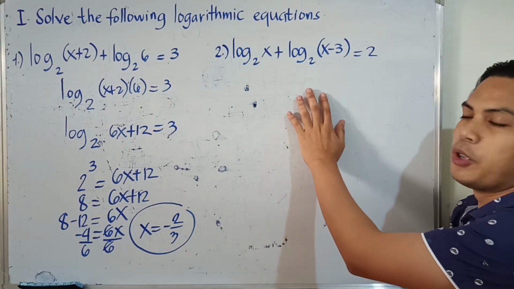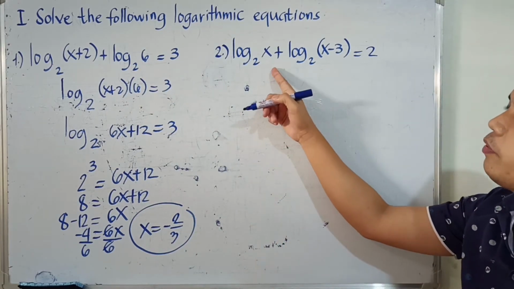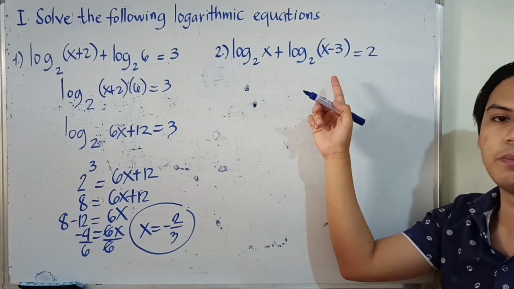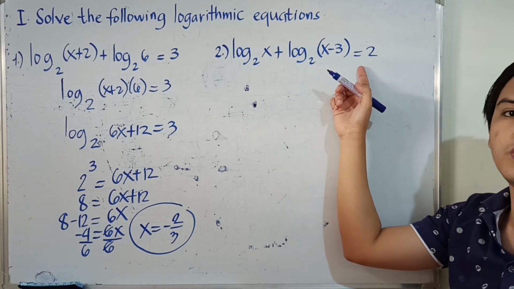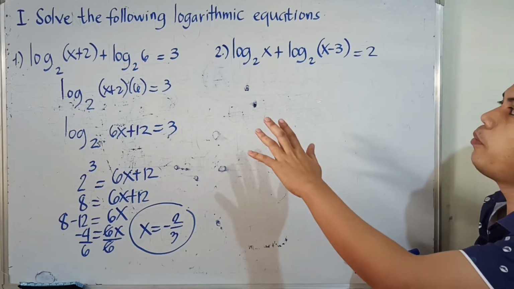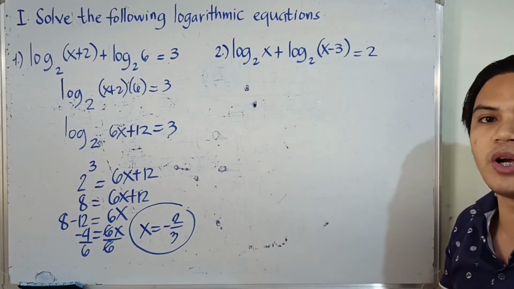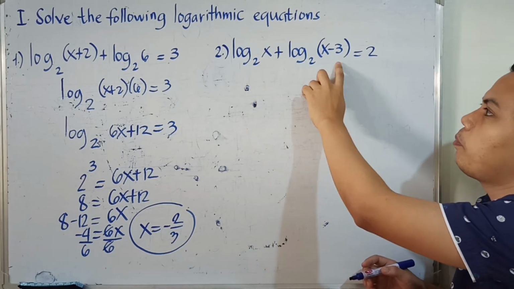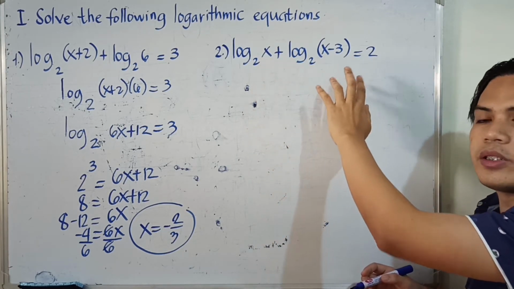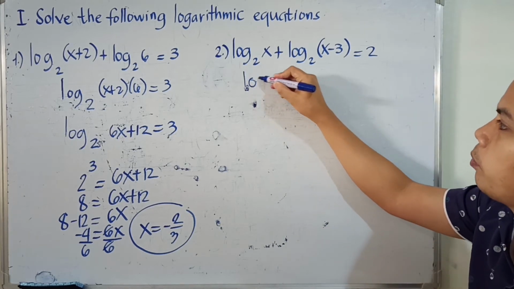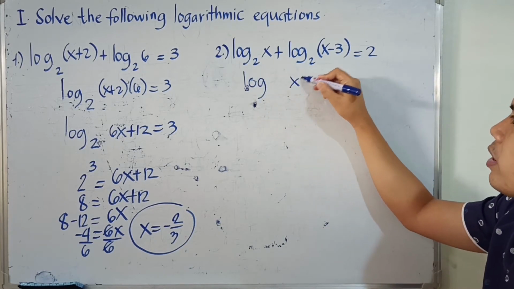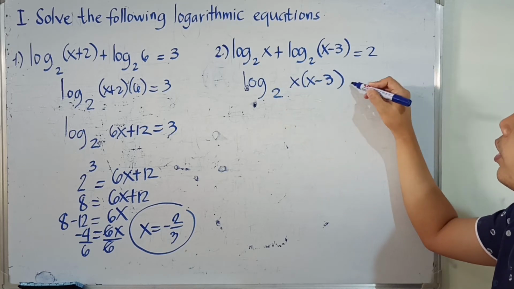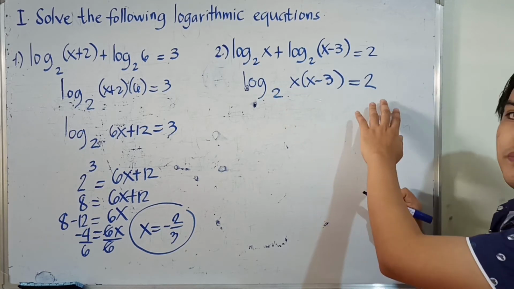Let's try now number 2. So we have the logarithm of x to the base 2 plus the logarithm of x minus 3 to the base 2 is equal to 2. So same with number 1, we're going to make use of the product rule. Because we have addition here, it means we're going to multiply the two arguments. So it will be written as the logarithm of x times the quantity x minus 3 to the base 2 is equal to 2.